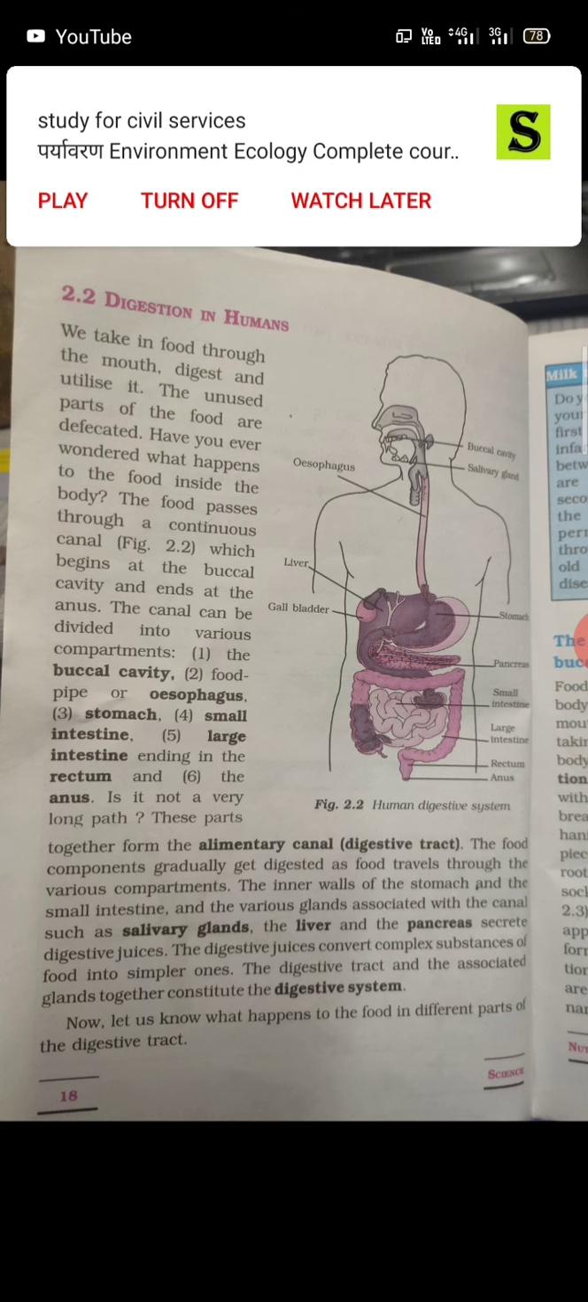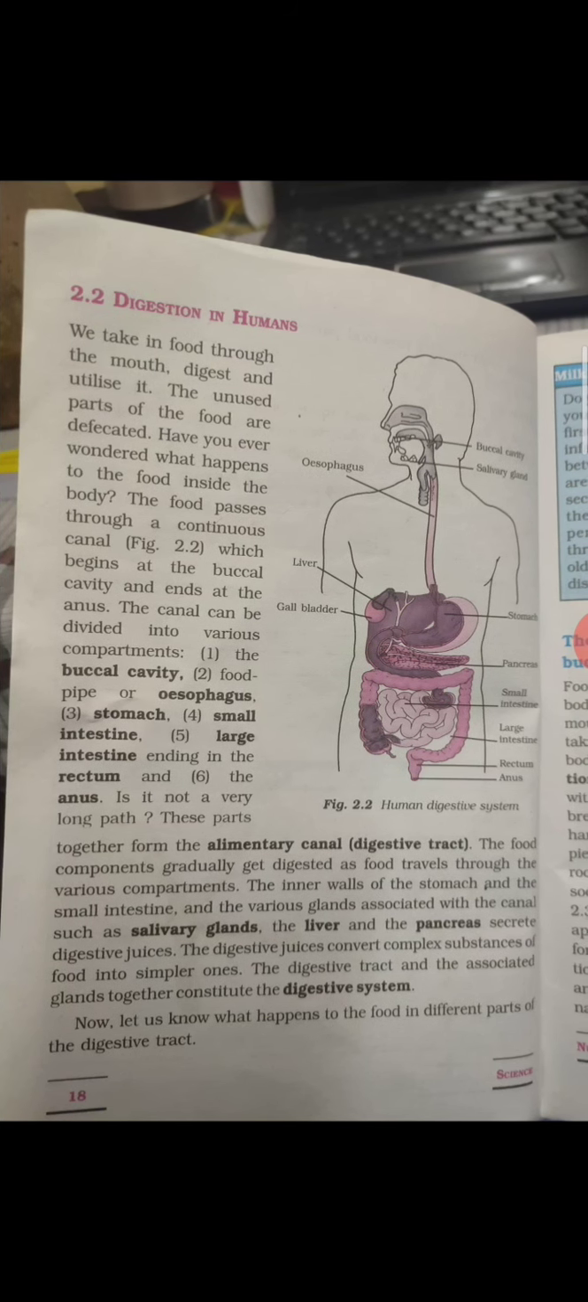The inner wall of the stomach and the small intestine and the various glands associated with the canal such as salivary glands, the liver and the pancreas secrete digestive juices. The digestive juices convert complex substances of food into simpler ones. The digestive tract and the associated glands together constitute the digestive system.